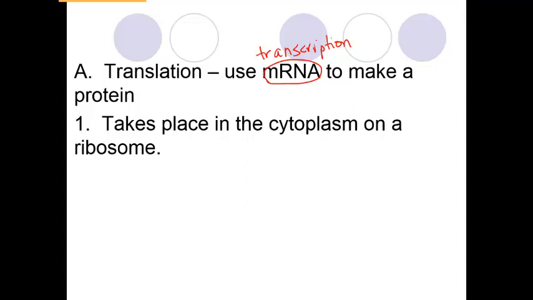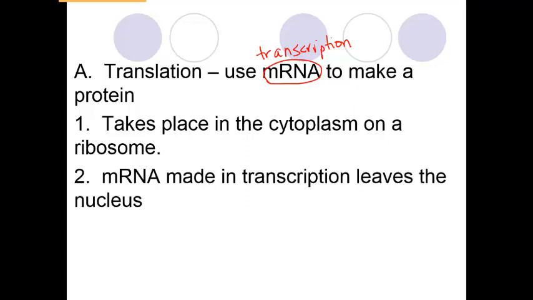This takes place out in the cytoplasm, specifically on a ribosome. If you think back to the parts that are in a cell, one of those is a ribosome, and its job was to make protein. That's why we're seeing it here in this protein making process. The mRNA that was transcribed is going to leave the nucleus through the nuclear pores and come out into the cytoplasm. It's going to bond or connect with that ribosome.